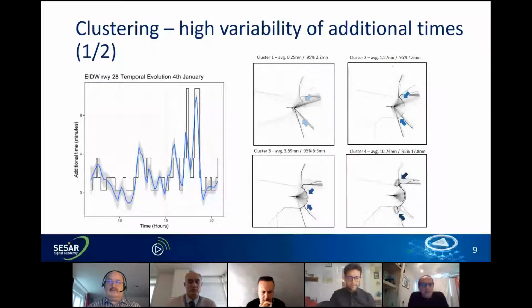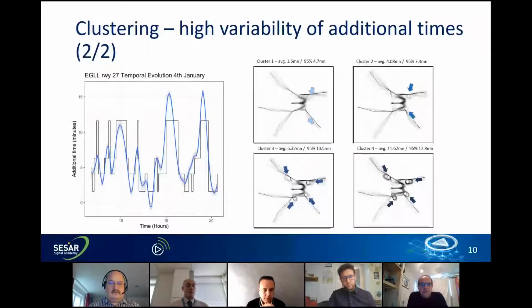As you can see here on the left-hand side, this is an example with Dublin, runway 28. The blue curve is the additional time, and the step curve is the identified clusters, categories of trajectories corresponding to these additional times. On the right-hand side, you can see the illustration on the 2D trajectories.